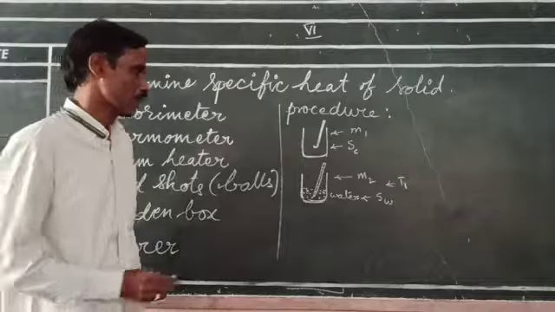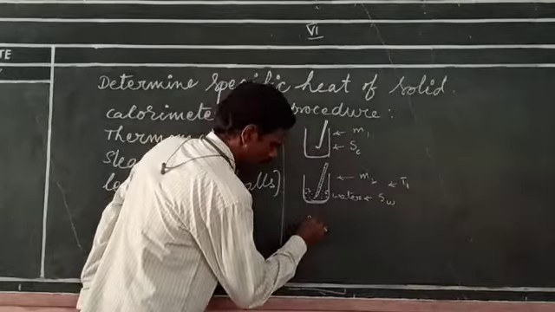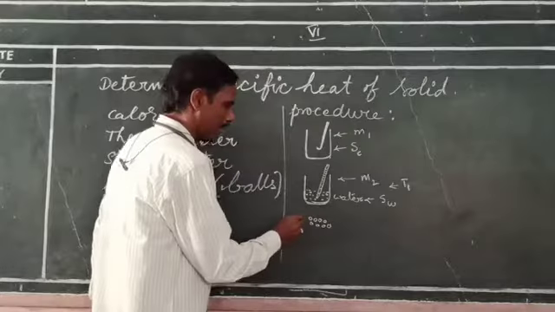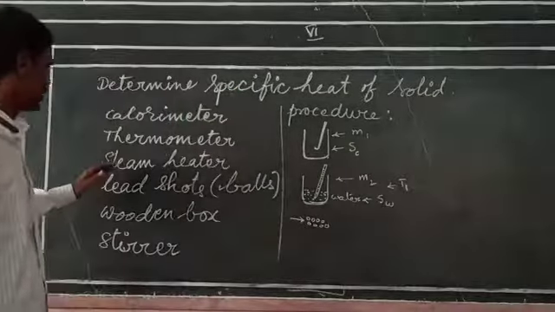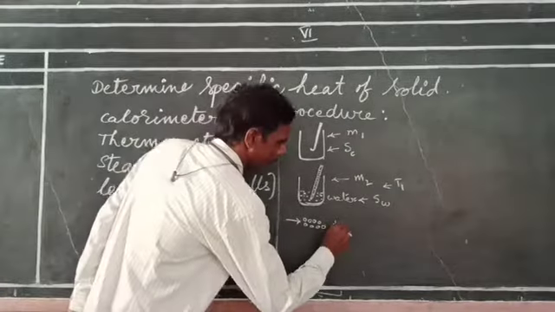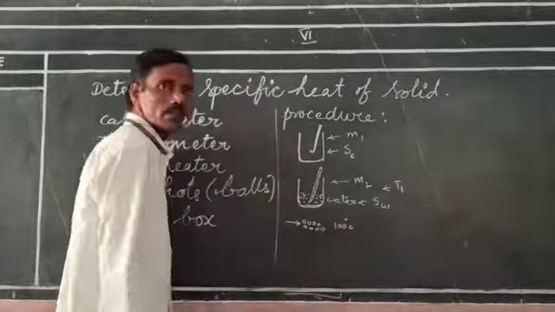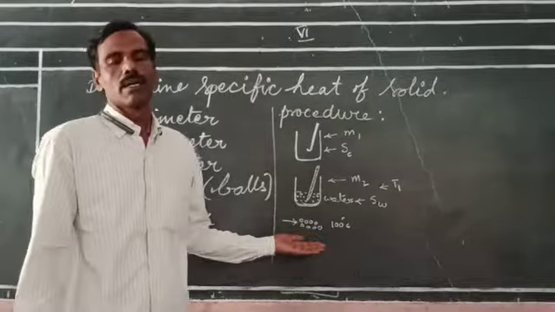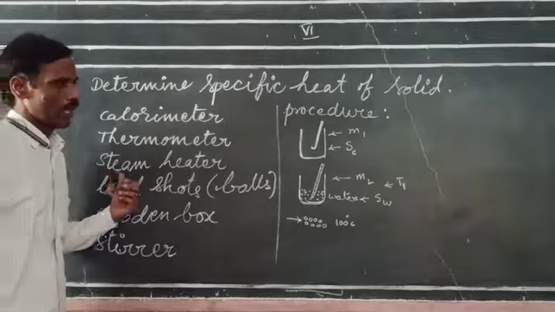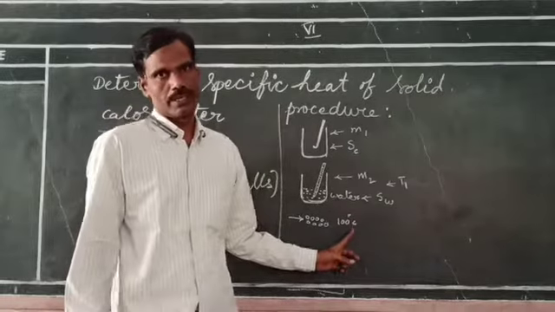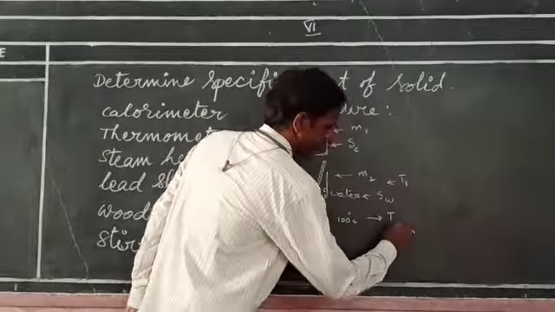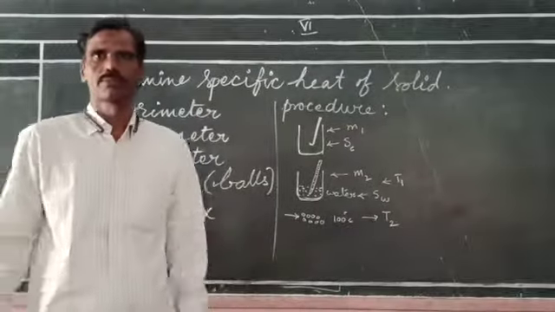Now take lead shots, that is lead balls. Heat them with a steam heater up to 100 degrees centigrade. Heat the lead shots with the steam heater up to 100 degrees centigrade. Let the temperature of the lead shots be T2.